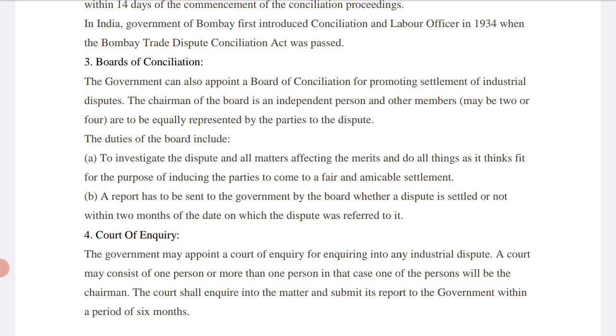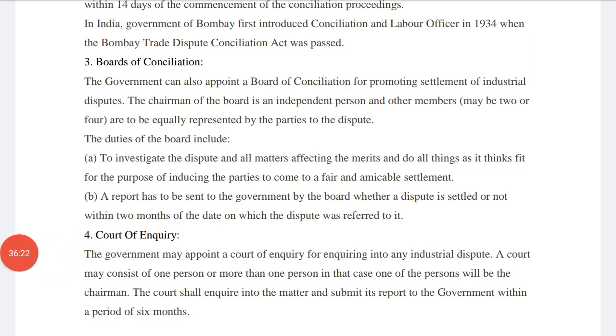Whether it is not settled, then also they are supposed to report it to the government, within 2 months of the date on which the dispute was referred to it.